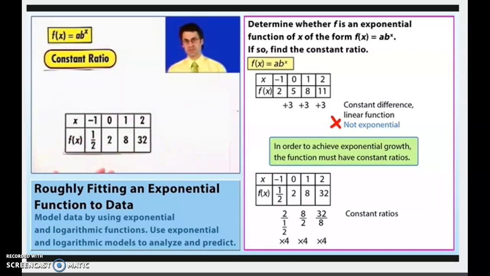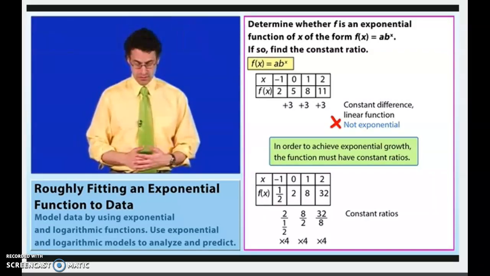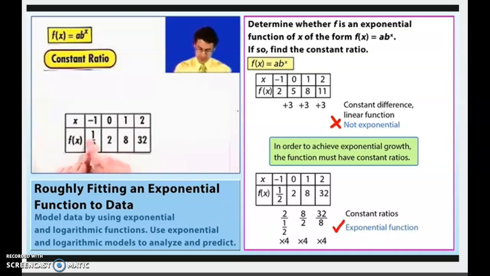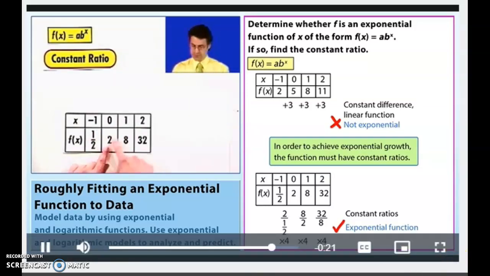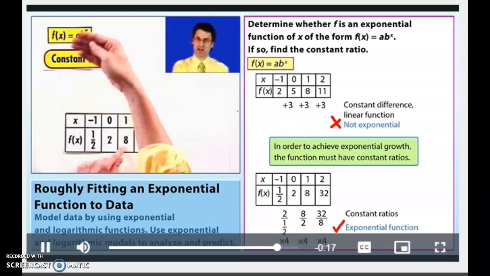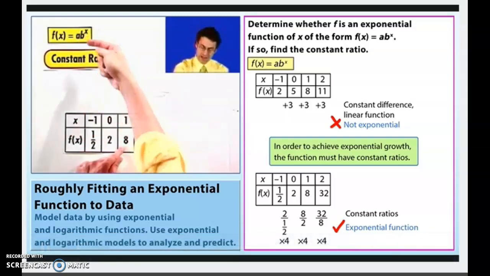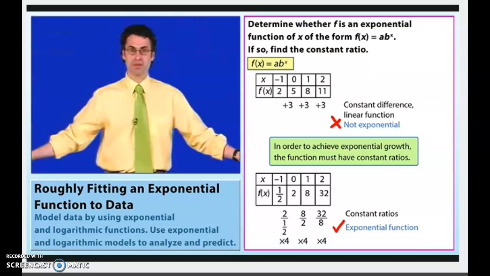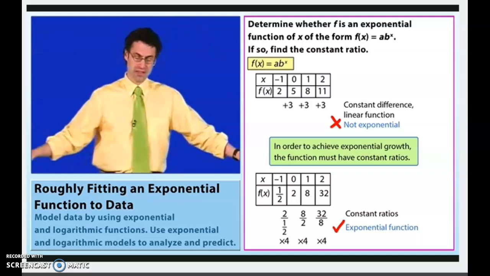That should imply that this actually is an exponential function, and you can see that, because if I take this number and multiply by 4, I get this. Take this number, multiply by 4, I get this. Take this number, multiply by 4, and get this. So we can see that we're constantly introducing an extra factor of b, or in this case 4. This is an example of data that seems to be conforming to an exponential function.